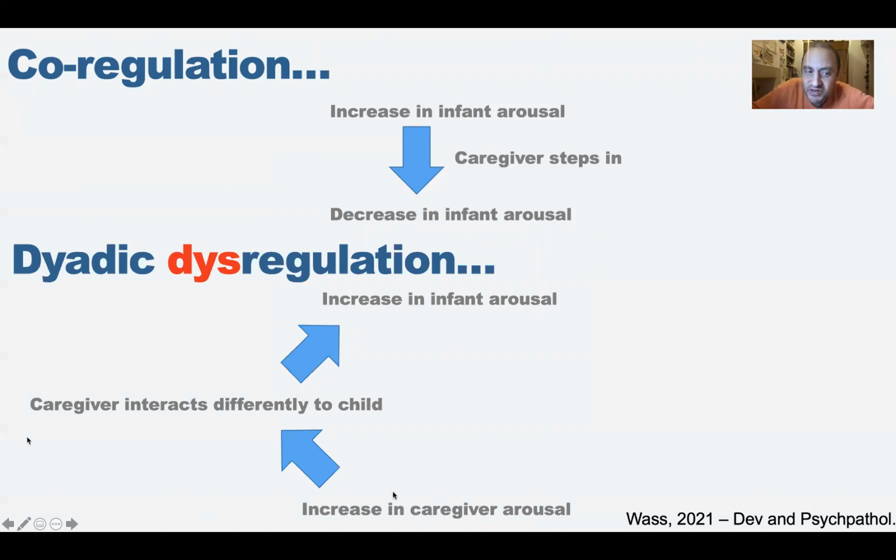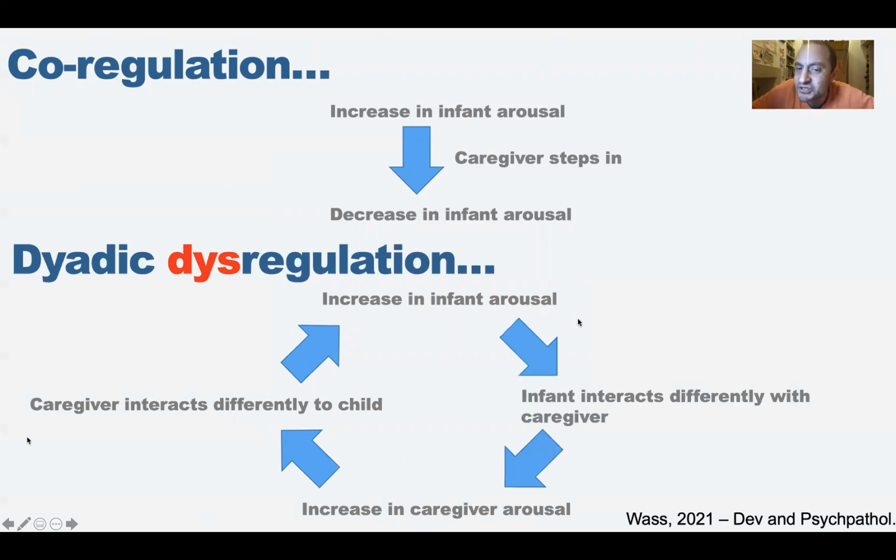So an increase in caregiver arousal causes the caregiver to interact differently with a child. In our case, they're more likely to vocalize to them, which causes an increase in infant arousal. And I haven't shown it here, but in this paper from Development and Psychopathology, we talk about this in more detail: how that causes in turn the infant to interact differently with a caregiver, which then causes an increase in caregiver arousal. So we get this kind of vicious circle behavior. One thing causes another, which causes another, and then you get this self-sustaining cycle.